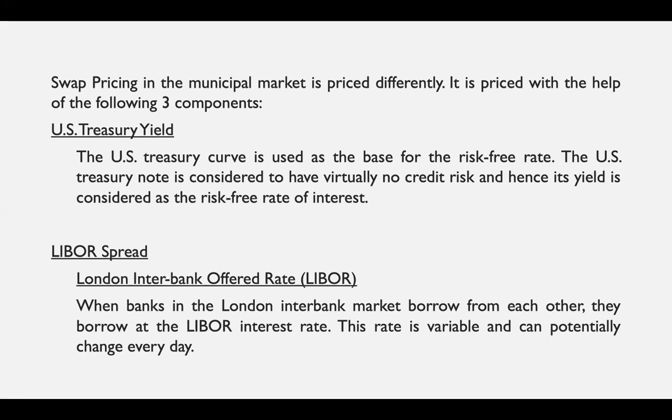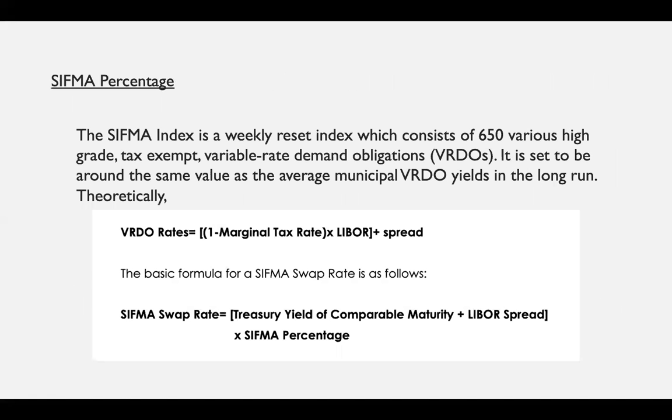LIBOR spread. LIBOR stands for London Interbank Offer Rate. When the banks in the London market borrow from each other, they borrow at the LIBOR interest rate. This rate is variable and can potentially change every day. To calculate LIBOR for each day, the British Bankers Association surveys 16 different national banks to find out what rate each one is charging for its overnight loan made to other banks. The difference between the highest rate offered by a bank and the lowest rate offered by another bank is called the LIBOR rate.